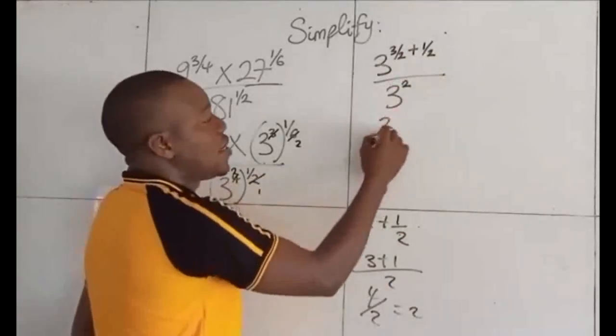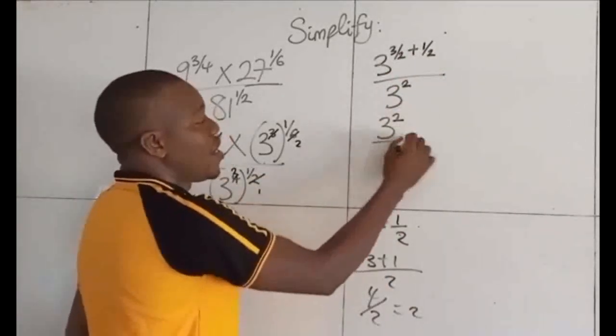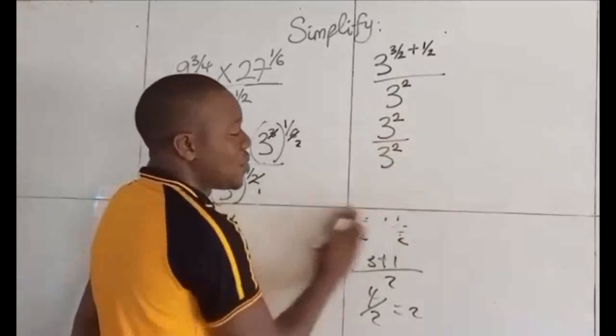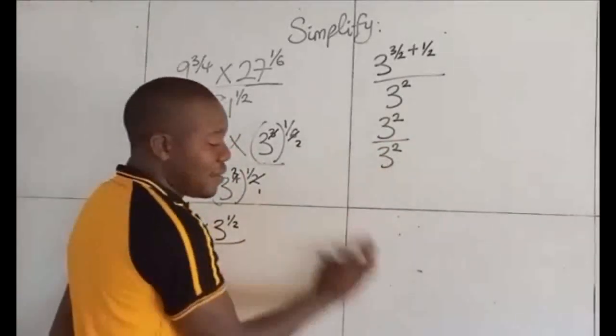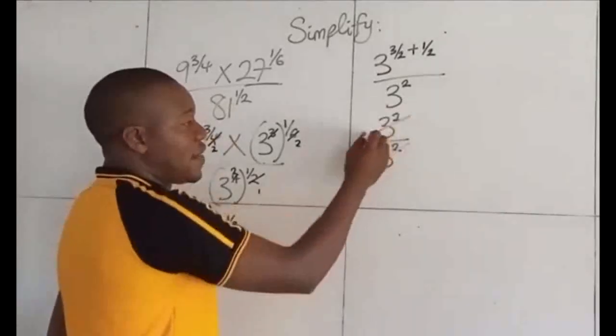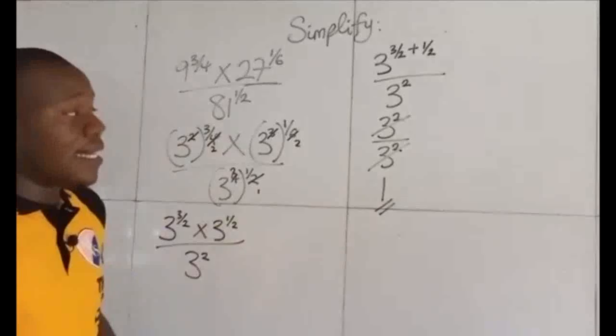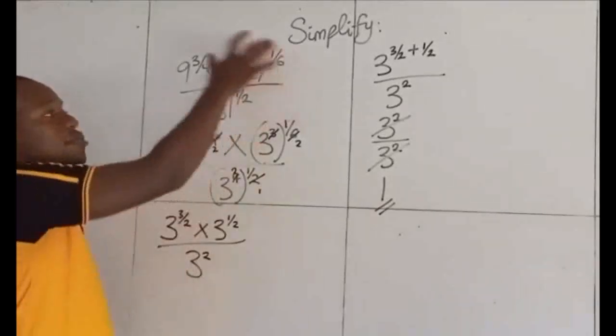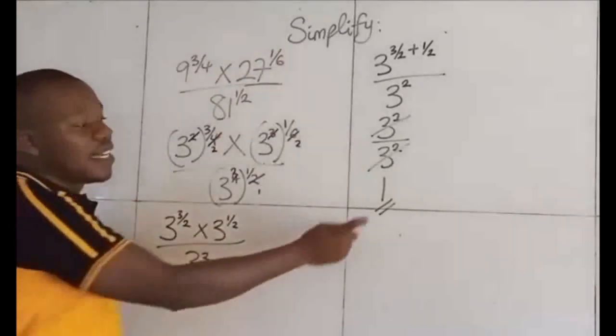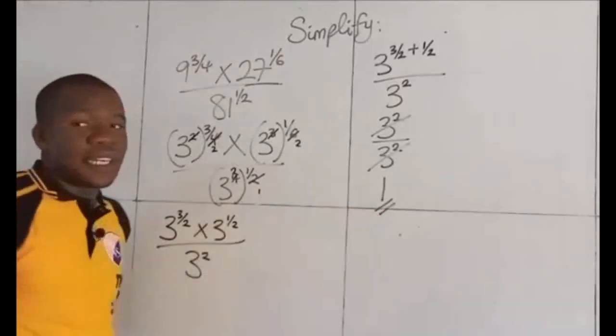So I have 3 raised to power 2 over 3 raised to power 2. An expression dividing the same expression. So this and this divides, and they give you 1 as the final answer. That means when we simplify this expression using the laws of indices, it gives the result 1.